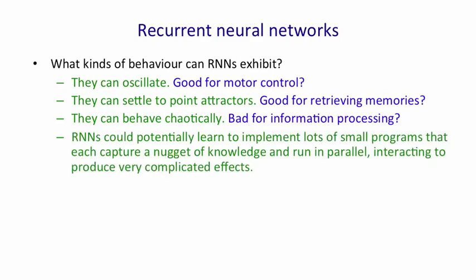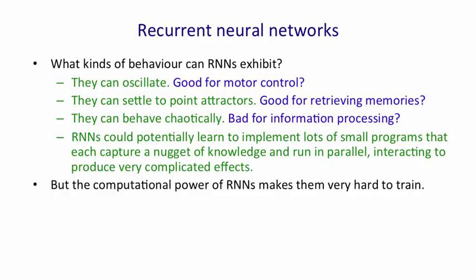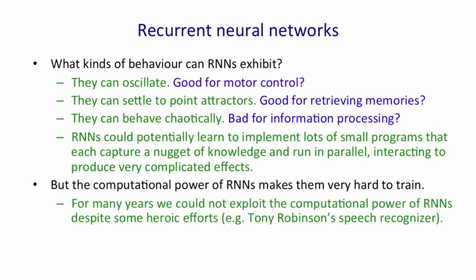One nice thing about RNNs, which a long time ago I thought was going to make them very powerful, is that an RNN could learn to implement lots of little programs using different subsets of its hidden state. And each of these little programs could capture a nugget of knowledge. And all of these things could run in parallel and interact with each other in complicated ways. Unfortunately, the computational power of recurrent neural networks makes them very hard to train. For many years, we couldn't exploit the computational power of recurrent neural networks.